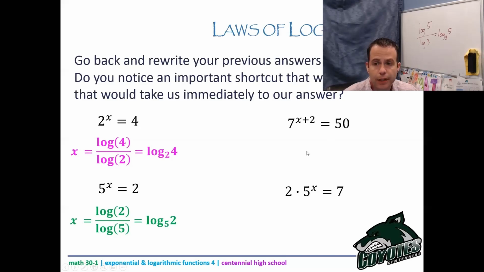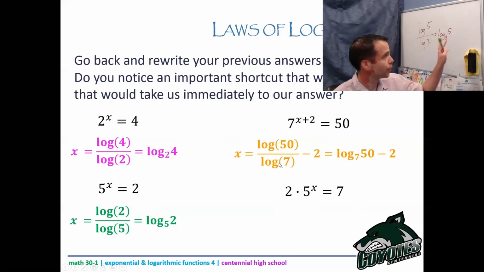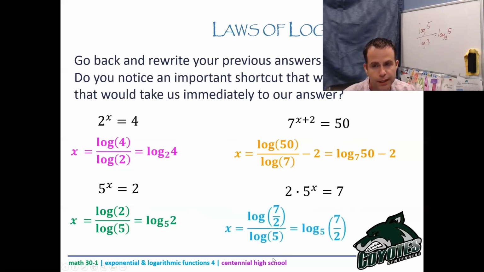Over here, we got an answer of log 50 over log 7, subtract 2, and log 50 over log 7 can be written as log base 7 of 50. And then the subtract 2 is still there. And then this guy here, the 2 came over, so it was 7 over 2, and we got an answer of log 7 over 2 over log 5. Based on this conversation, that means it could be written as log base 5 of 7 over 2.